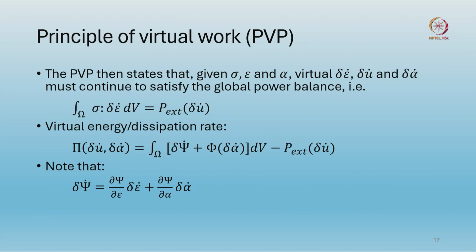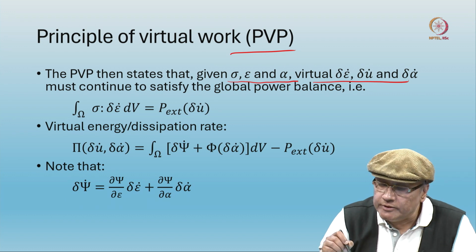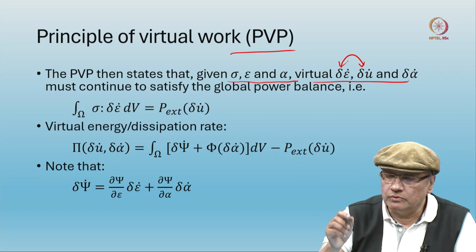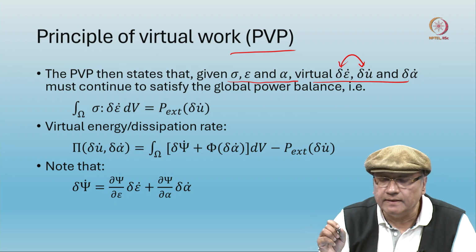The principle of virtual work, we use the acronym PVW for this. So, the PVW then states that given this true sigma, epsilon and alpha, right, sigma is the stress, the virtual delta epsilon dot and delta u dot and delta alpha dot, remember that these two are related, right, okay. So, you can actually differentiate delta u dot with respect to x and get delta epsilon dot.